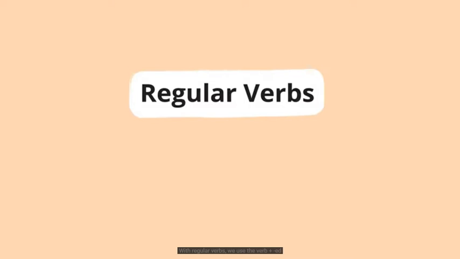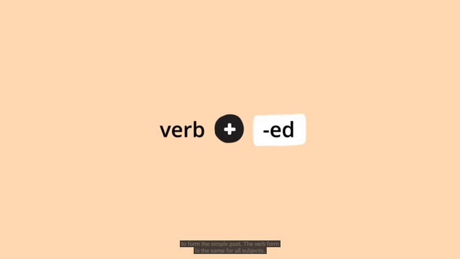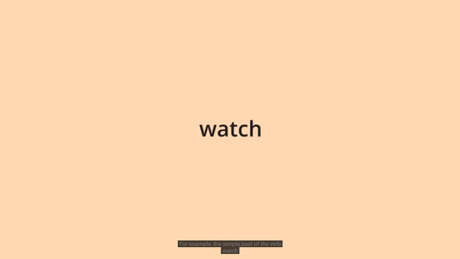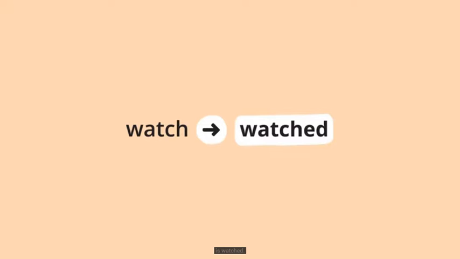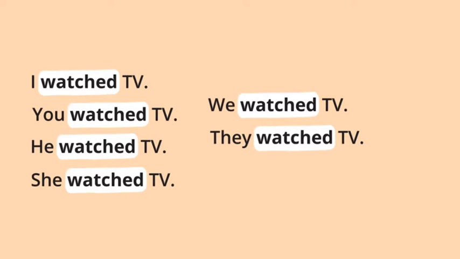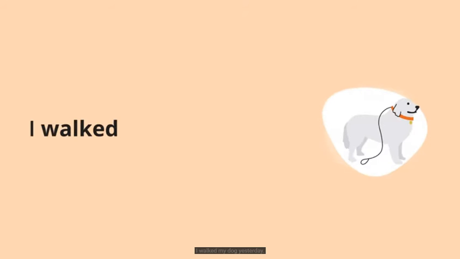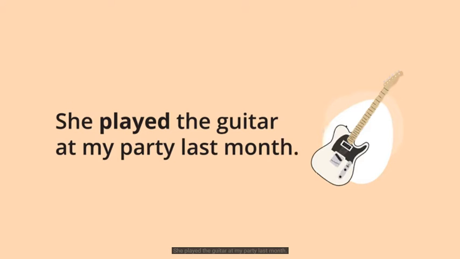With regular verbs, we use the verb plus -ed to form the simple past. The verb form is the same for all subjects. For example, the simple past of the verb watch is watched. I walked my dog yesterday. She played the guitar at my party last month. The students studied last night.